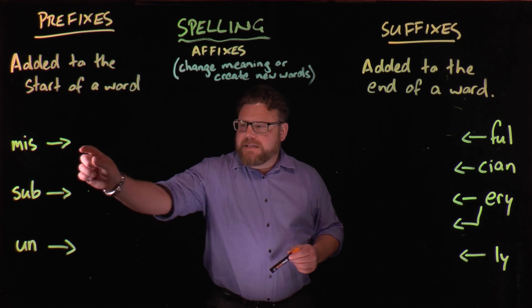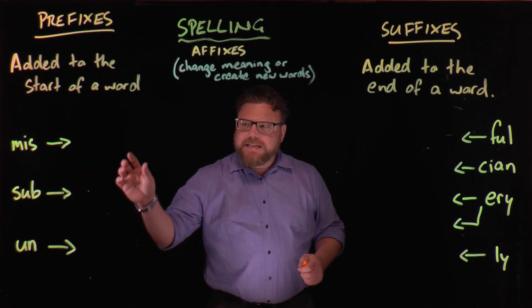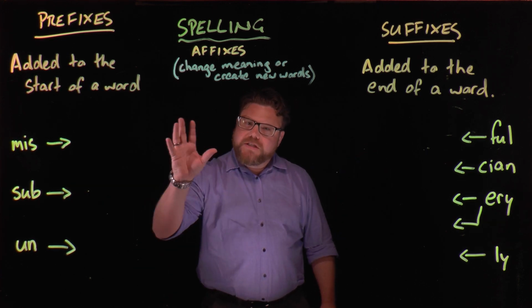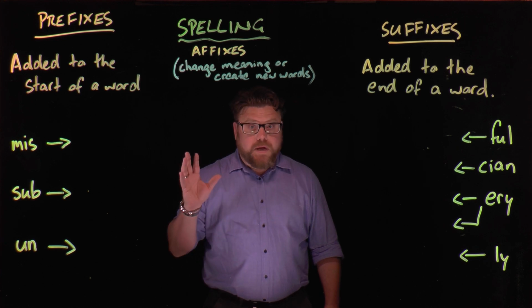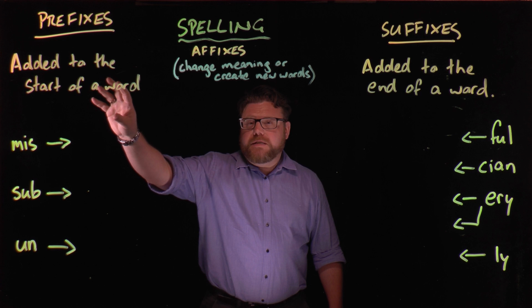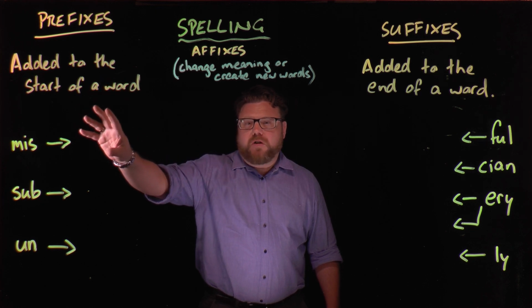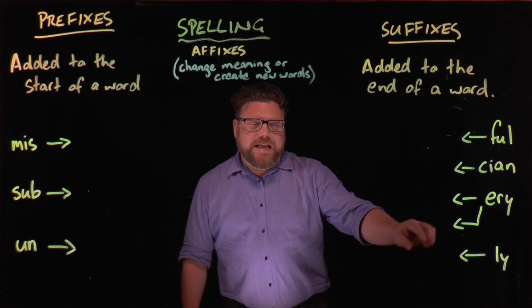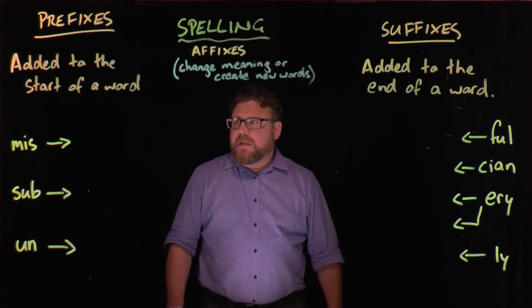And these are the little collection of letters that we add to the beginning or to the end of words to change the meaning of the word or even to create new words. So prefixes are those things that we add to the start of a word, whereas suffixes are the letters added at the end of a word.